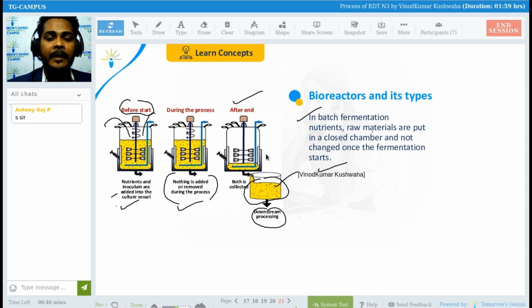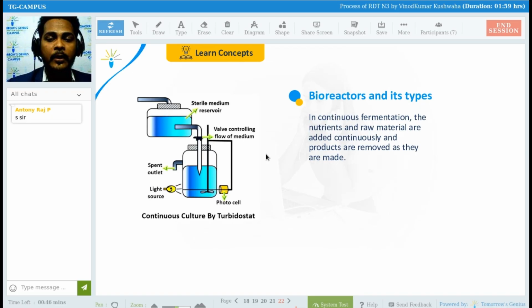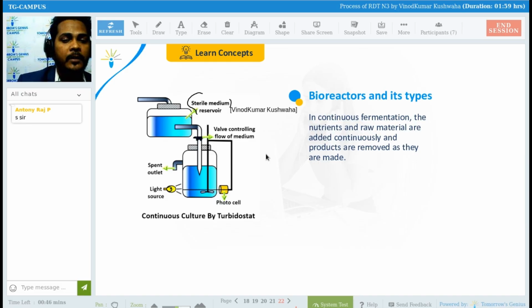Clear? This is called batch fermentation. Another one is called continuous fermentation. What is continuous fermentation? The nutrients and raw materials are added continuously and the product is removed as it is made. Like here you can see, a sterile media reservoir over here, and a valve is controlling it. You add the nutrients from here, or vitamins, anything if required, and it is continuously going to produce your desired products.